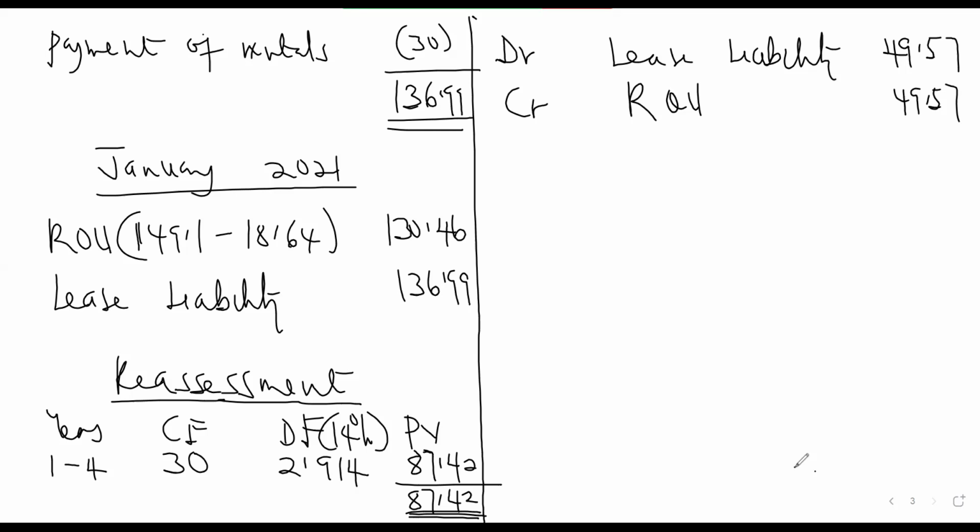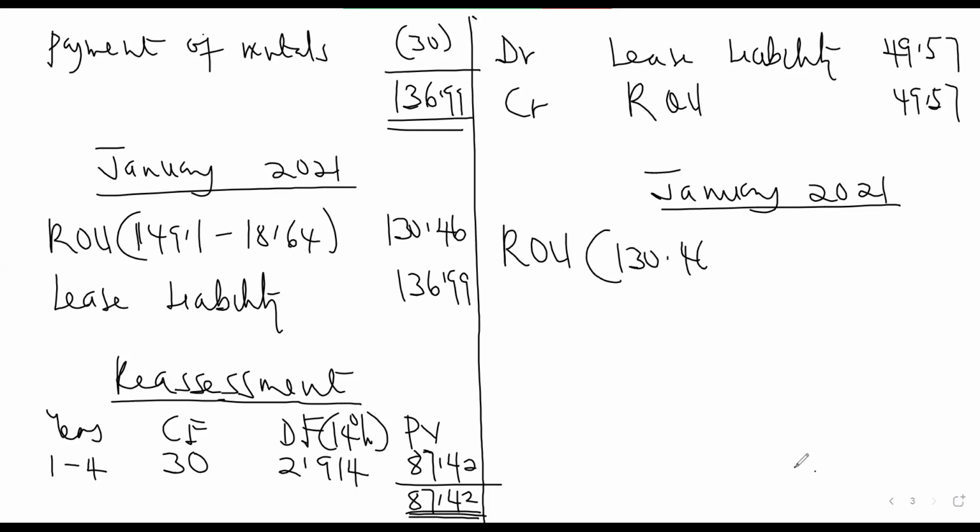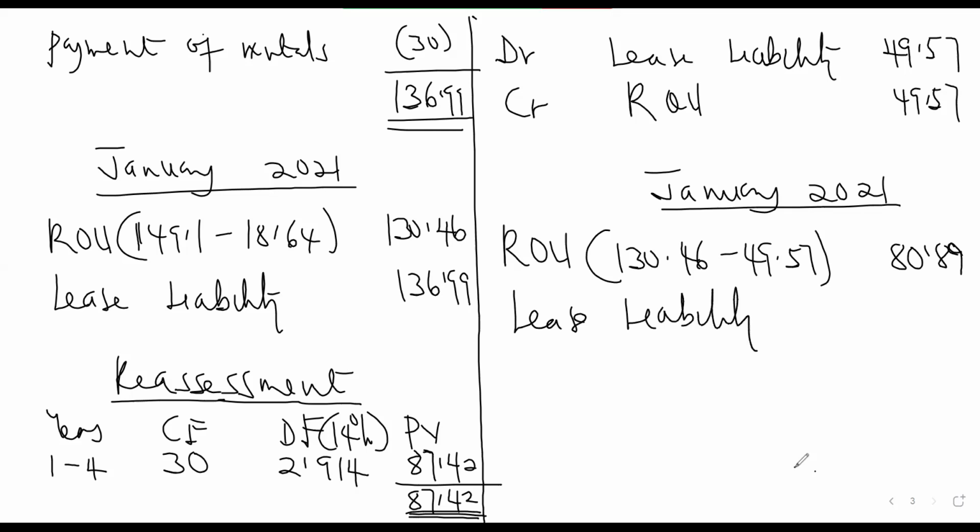So what will be the right of use for this year now? The new right of use will be 80.89, after minus 49.57. And the lease liability will now be the new one that we have calculated, that is what we call the 87.42.